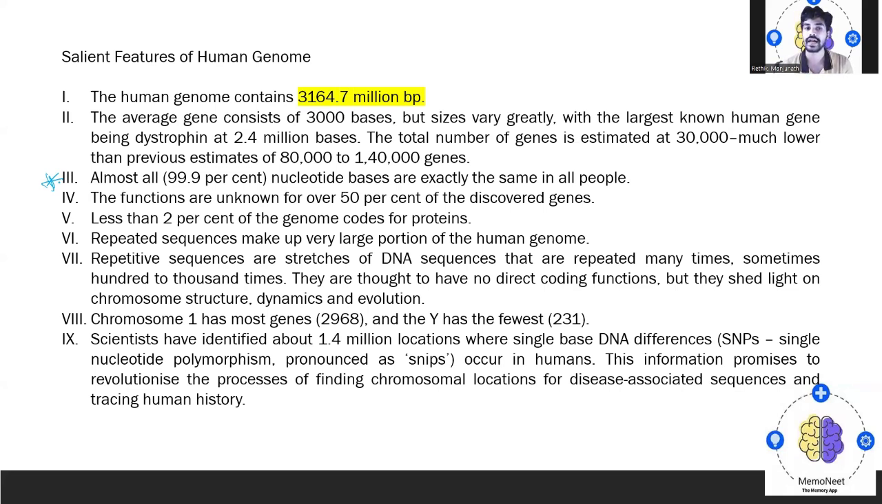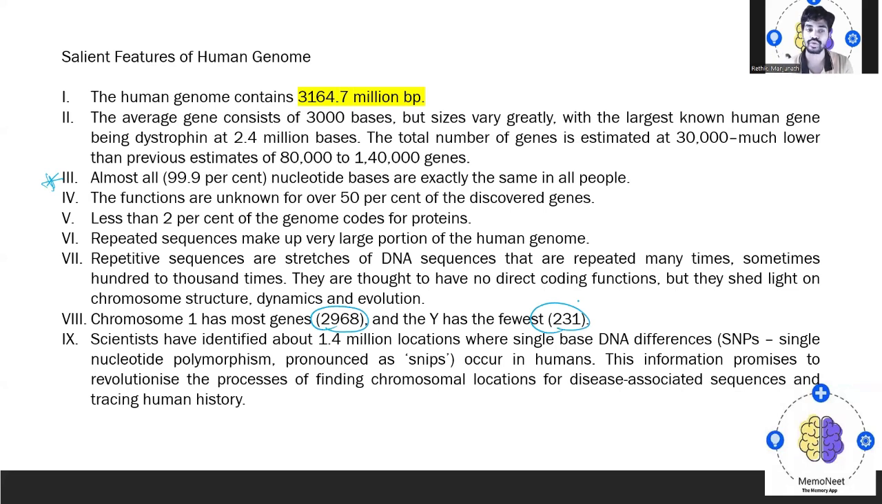Like chromosome 1 has the most genes, it has 2,968 genes, and Y has the very least genes, like 231 genes, something like that. So scientists have also identified about 1.4 million locations. Locations are nothing but places where you can find single DNA differences, like in one single DNA strand. Yes, they have found like 1.4 million locations in the human genome.